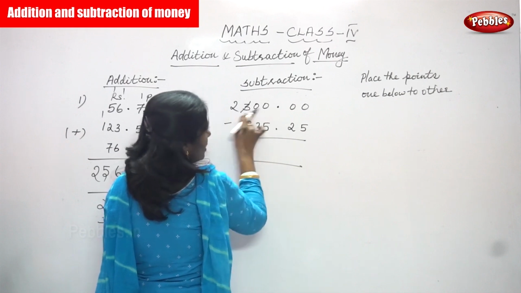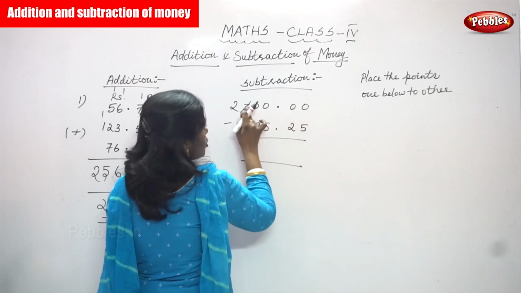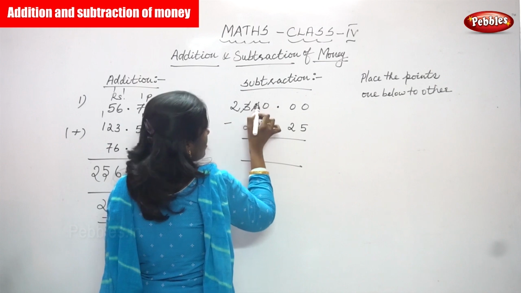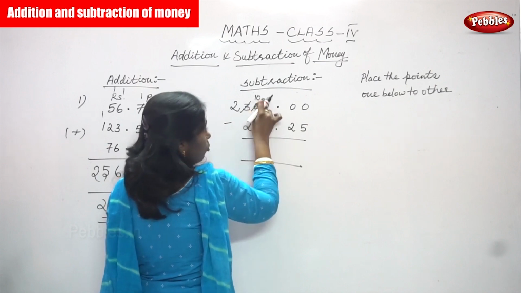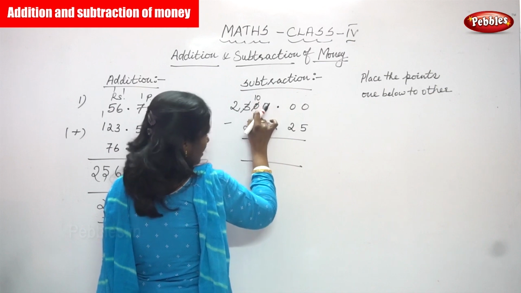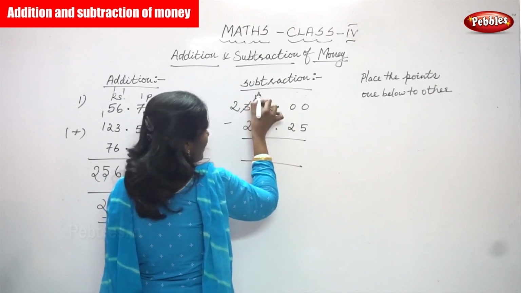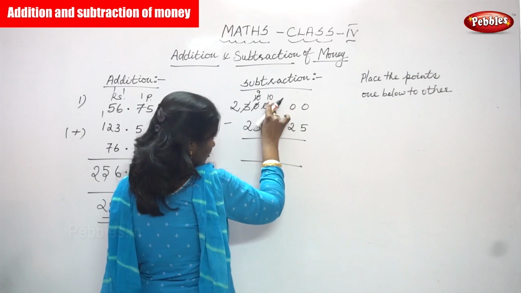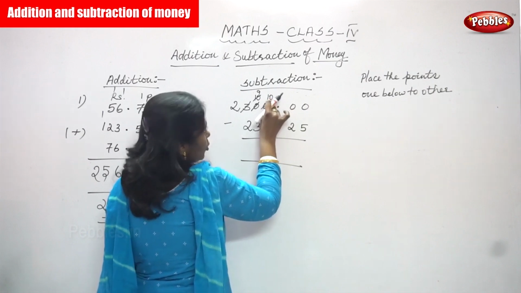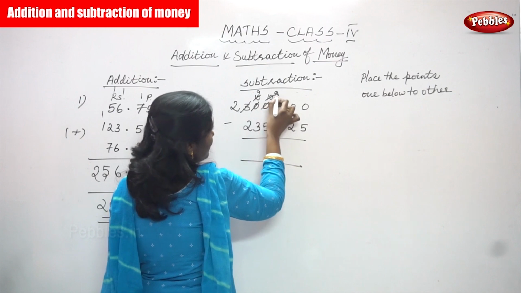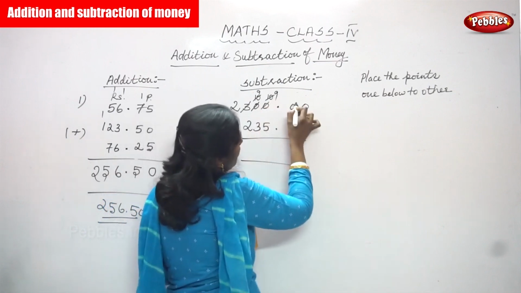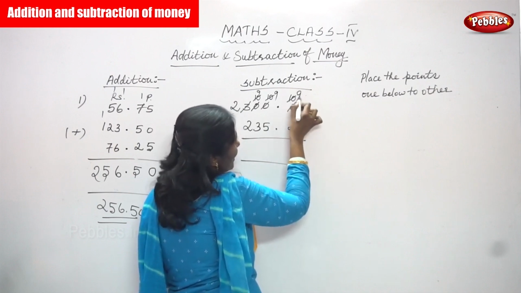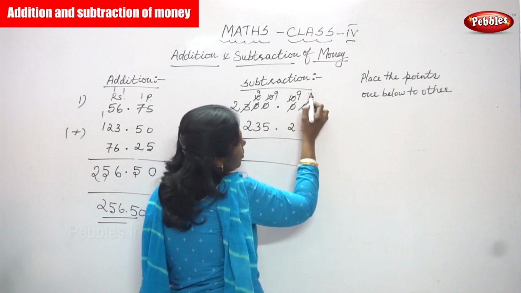You have to borrow from 3 only, because all the other numbers are zeros. From the 3 you have to borrow only 1. So this 3 becomes 2, then this 0 becomes 10. From this 10 you have to borrow 1, so this 10 becomes 9, and the next becomes 10. Again you borrow 1 from this 10, so it becomes 9. Now this 0 becomes 10. From this 10 you borrow 1, so it becomes 9, and this 0 becomes 10.